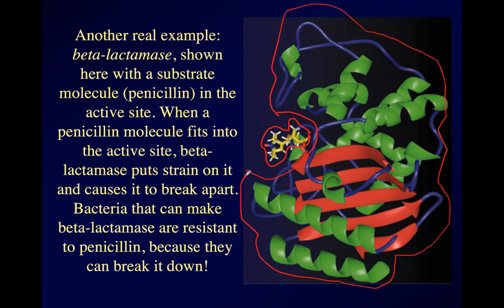So that is the reason why we have more and more cases of antibiotic resistant bacteria. They're resistant because they make the enzymes that can break down the antibiotics that we're trying to kill them with. And that's why there's this arms race between bacteria evolving resistance and drug companies trying to develop new antibiotics.